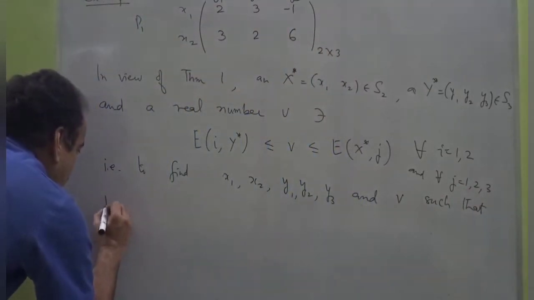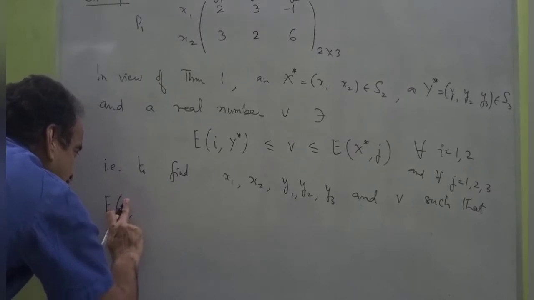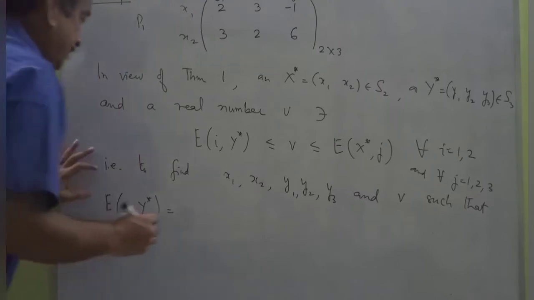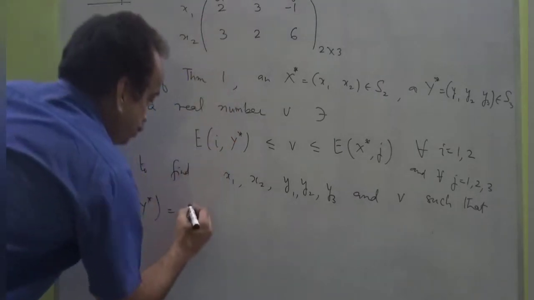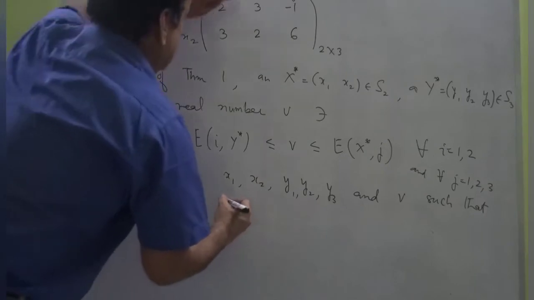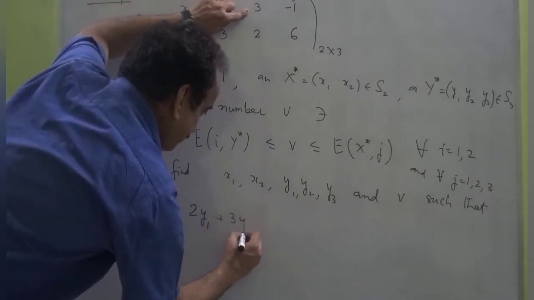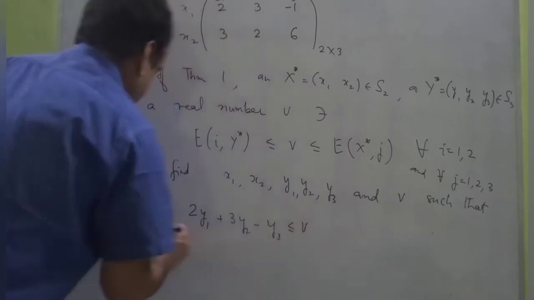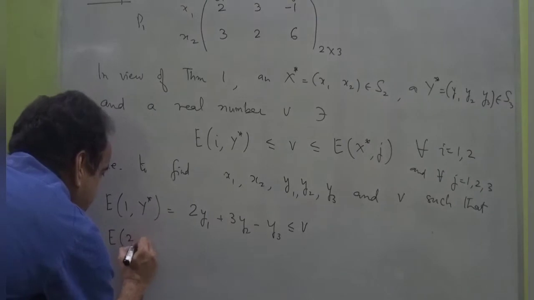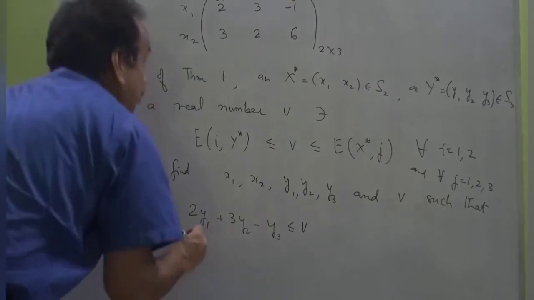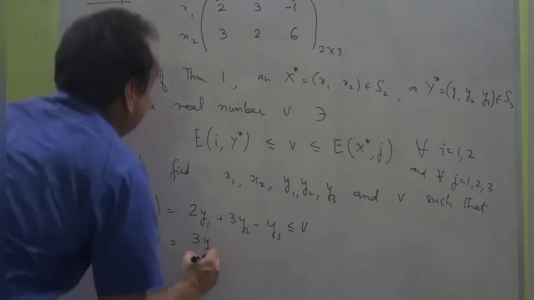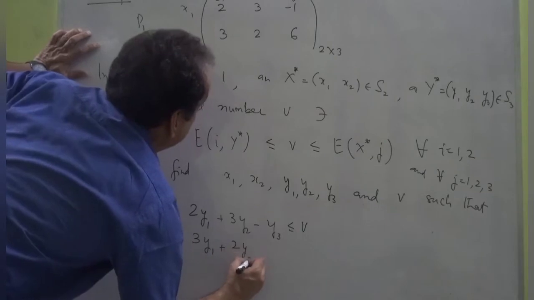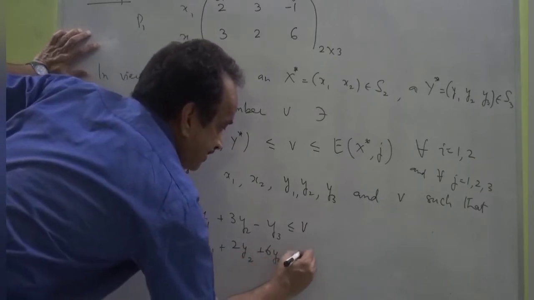E(i, y star). So let's take i equal to 1 first. E(1, y star) will be 2y1 plus 3y2 minus y3. This should be less than or equal to v. E(2, y star) is equal to 3y1 from here plus 2y2 plus 6y3. This should be less than or equal to v.